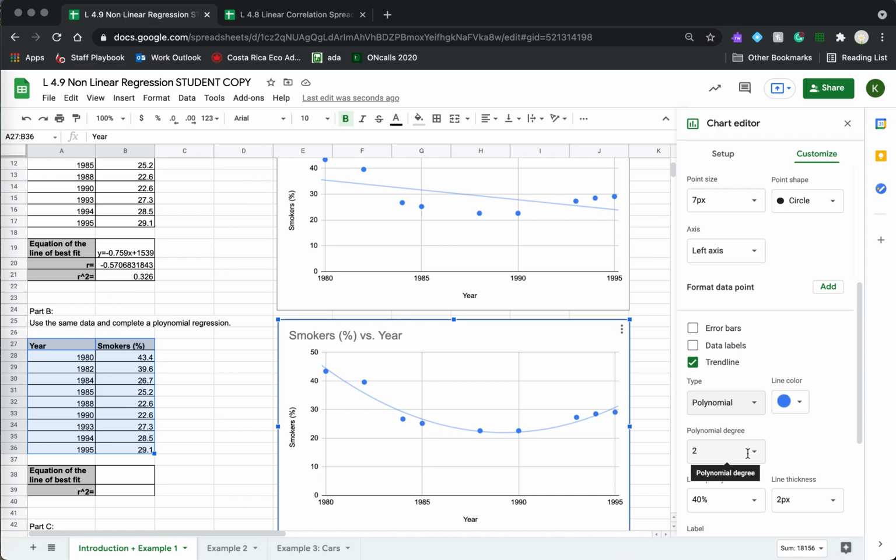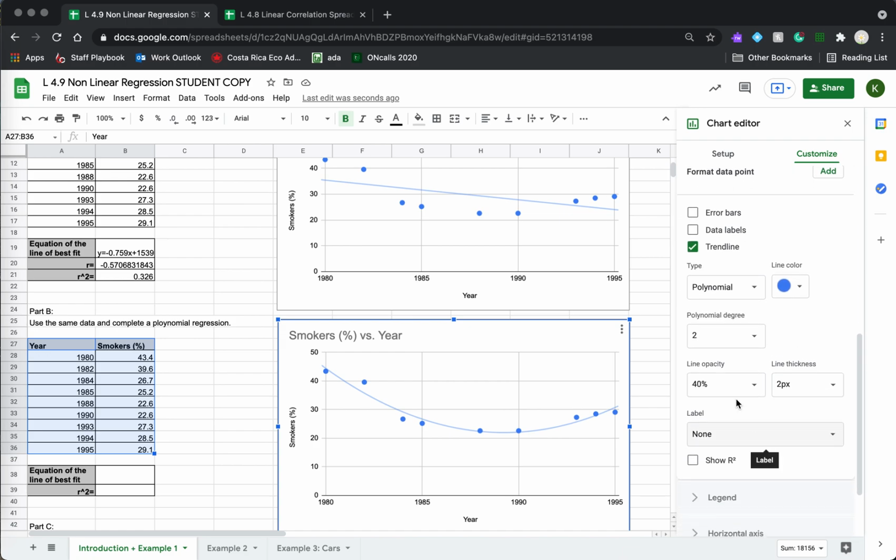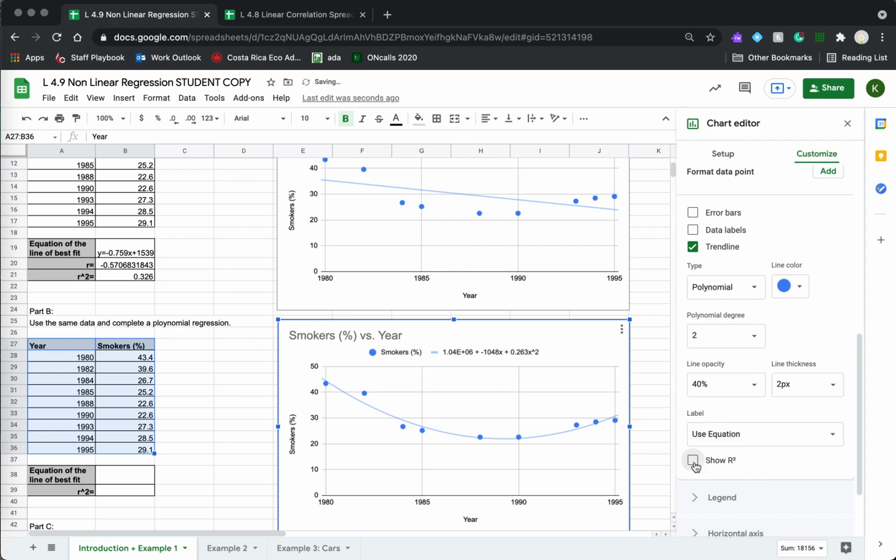And I can change my polynomial degree here to the one that fits best. For the most part, we'll typically be looking at a quadratic, so a polynomial degree of 2, but it does depend on your graph. You can play around with them like that. Typically, we'll just stick with quadratic, but you can try other things if you'd like to. Again, you can change the line opacity, thickness if you want to make it look different. And then I want to add my equation as well as my R squared.